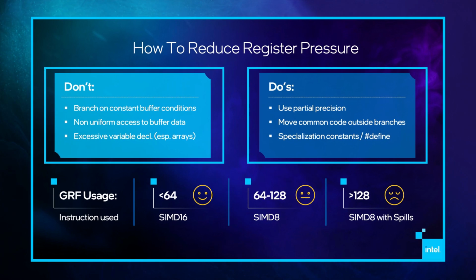Here are a few tips to reduce register pressure, which may be a reminder for some of you. Try to avoid branching on constant buffer conditions and non-uniform access to buffer data. This can increase the number of registers used since each path will take up registers. The same applies for excessive variable declarations, including but not limited to arrays. When possible, use partial precision formats, move common code outside of branches, and use specialization constants to reduce register pressure. This can help the compiler achieve higher SIMD usage.